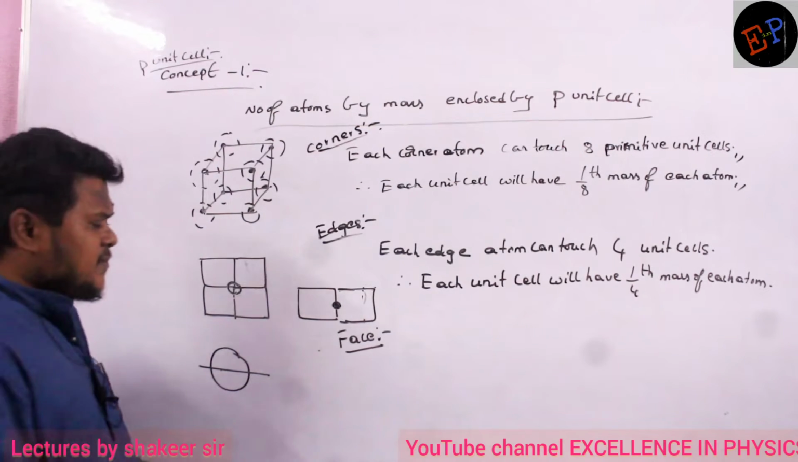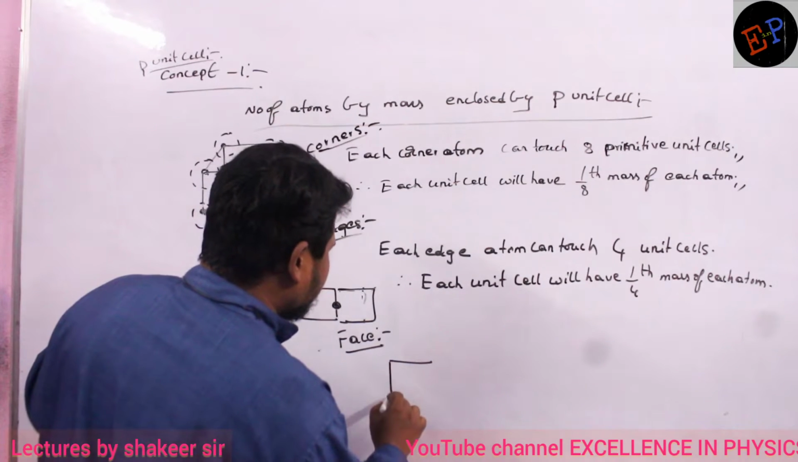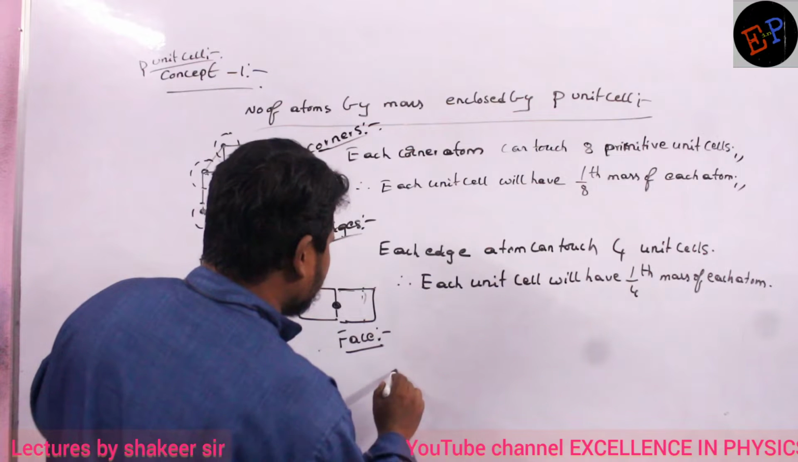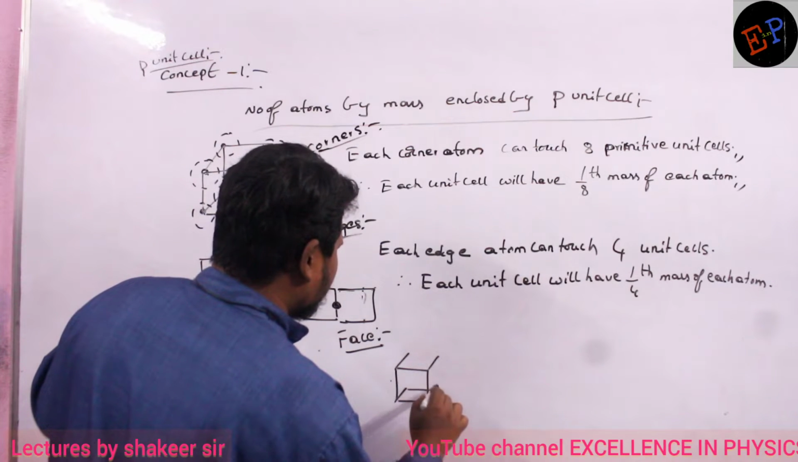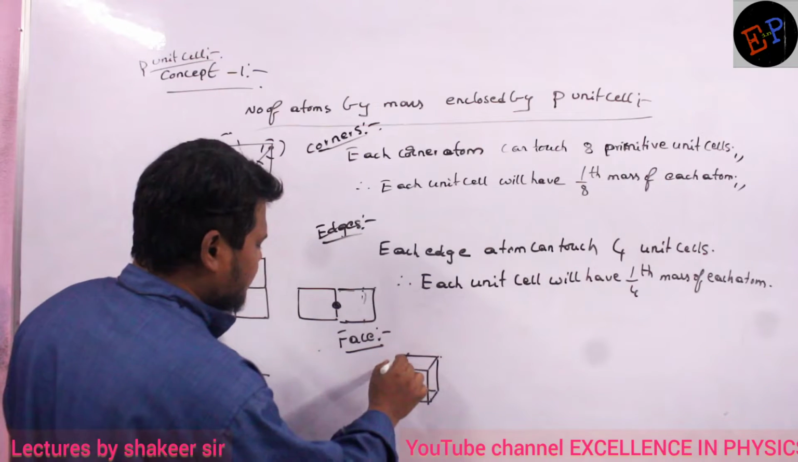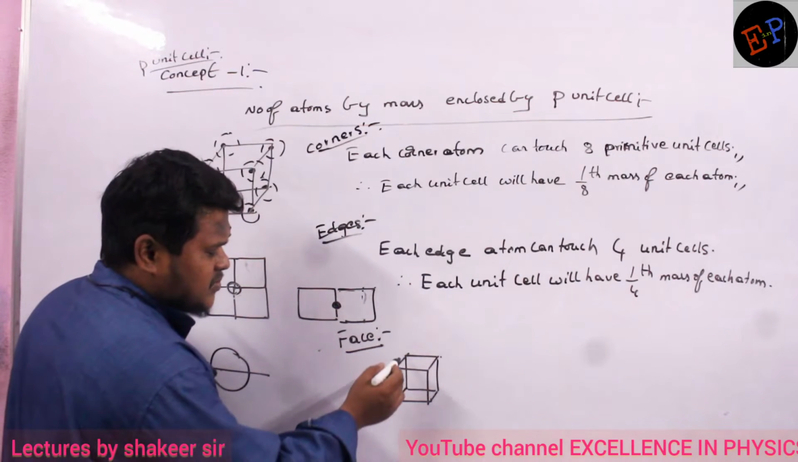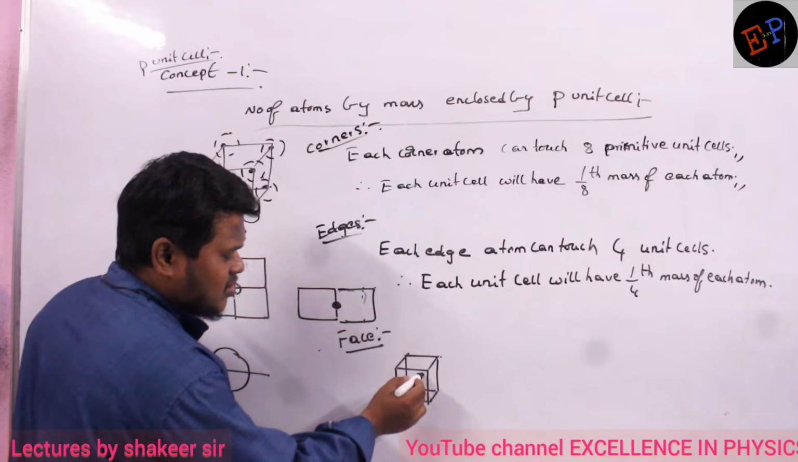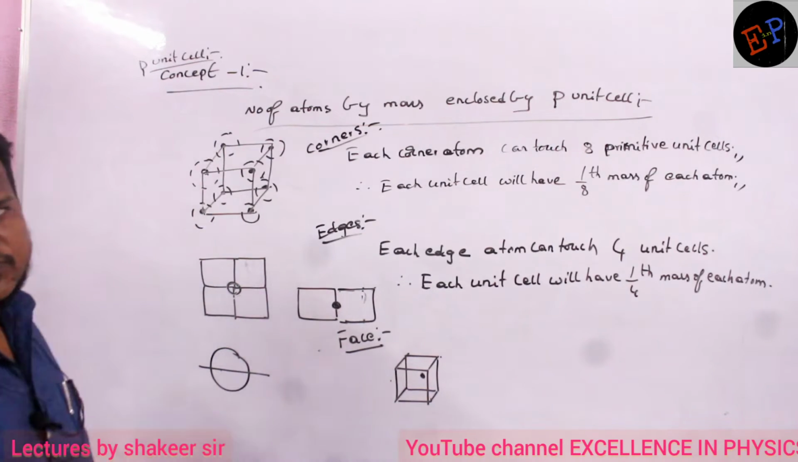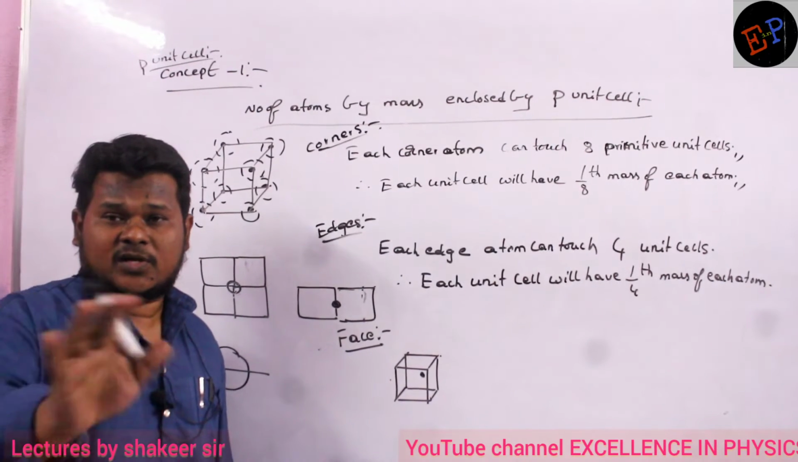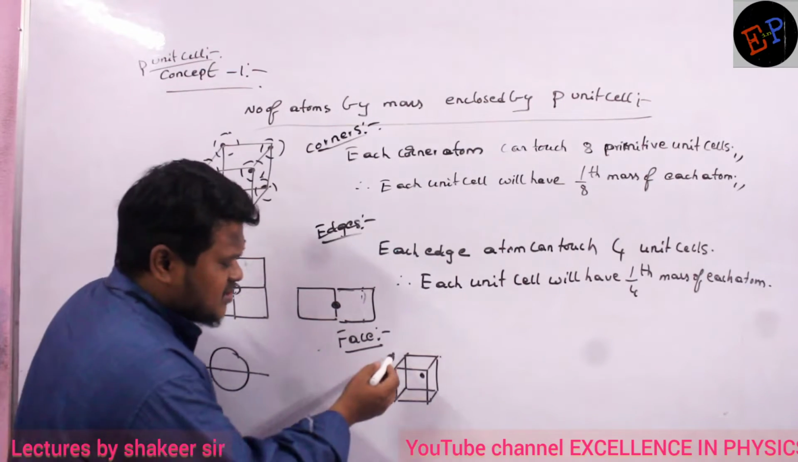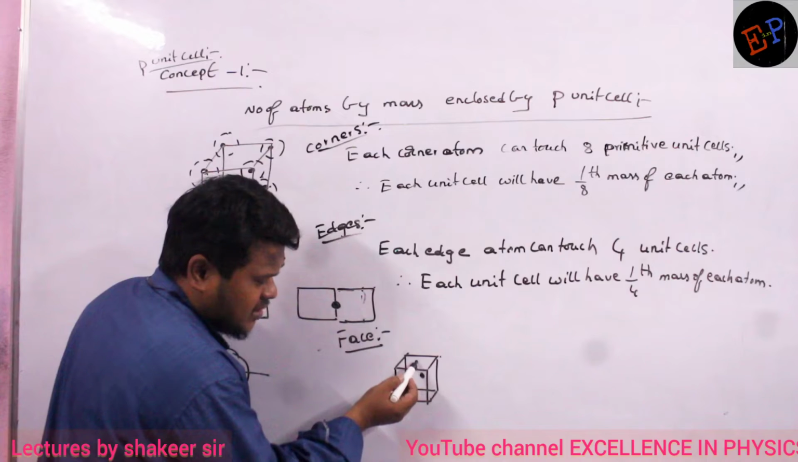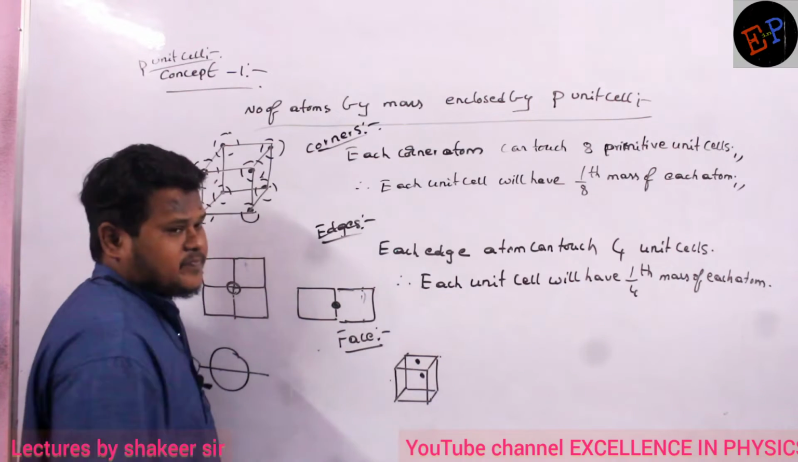Where atom is present, ma? So, this is one unit cell. Where atom is present, this is one face, no? Atom is present on the face. It is not present at the middle. It is present on the face. For example, this is the topmost face, no? So, one atom is present at the topmost face.